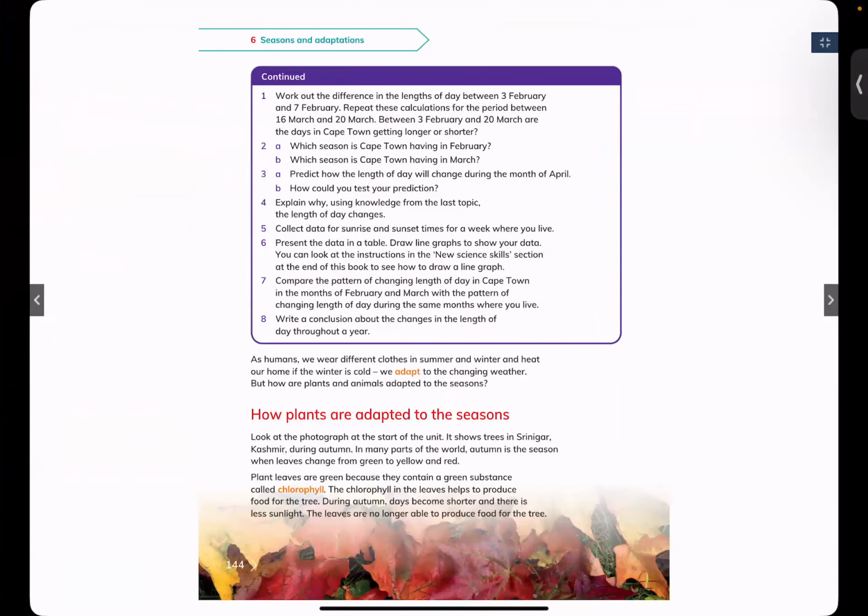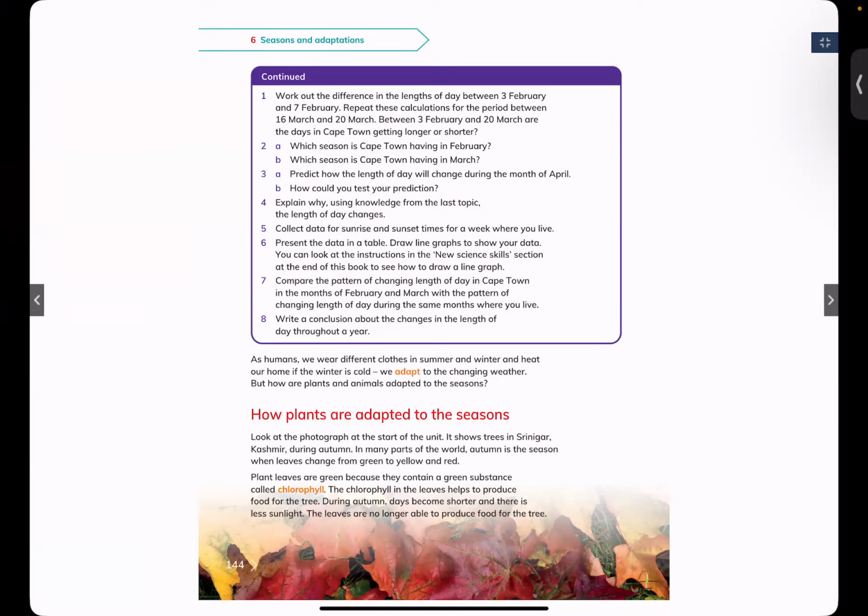Now, it's very important to understand the adaptations of plants as well as animals. We know that in the presence of sun, plants have the leaf as green, and that is because they have a green substance which is known as chlorophyll. So chlorophyll in the leaves helps to produce the food for the tree, and the chlorophyll is generated in the presence of sun. But as the seasons are changing, so is the amount of sun's light that these trees will receive. So there has to be some changes in them. So what are the changes we're going to be understanding?